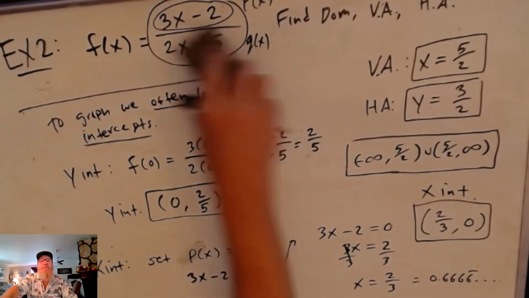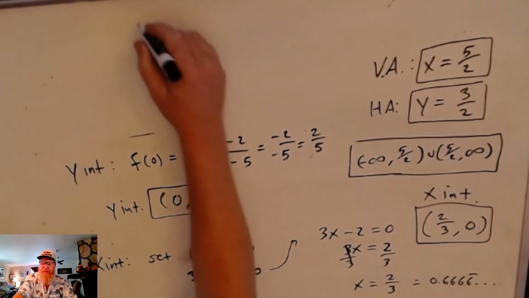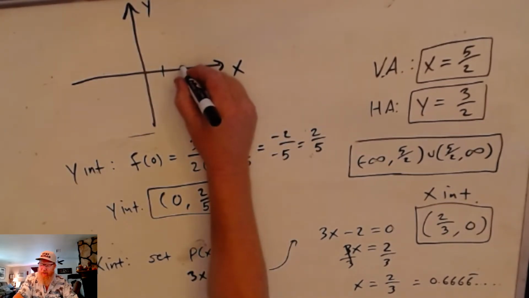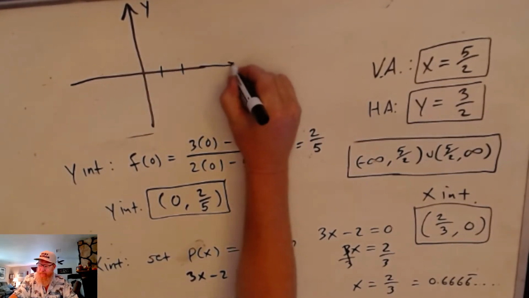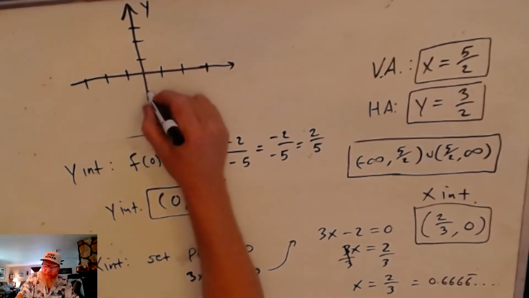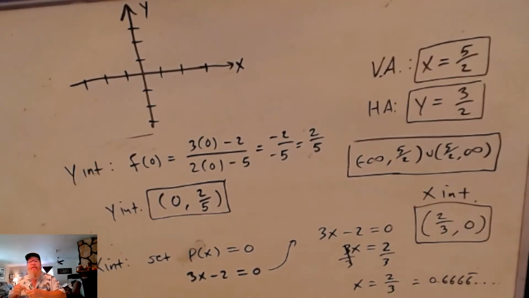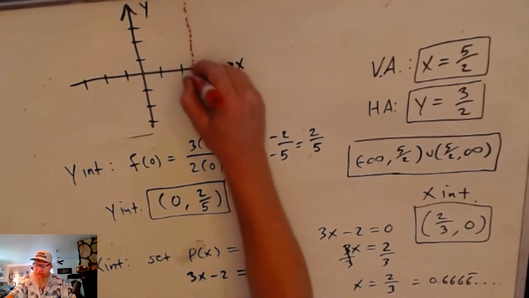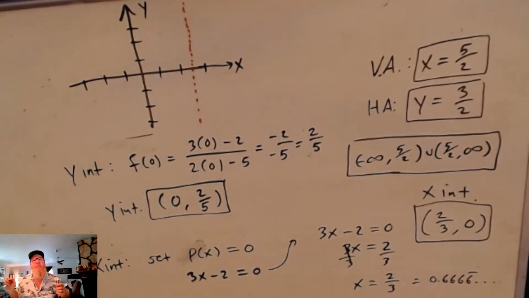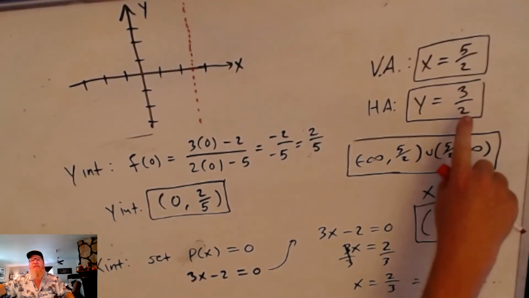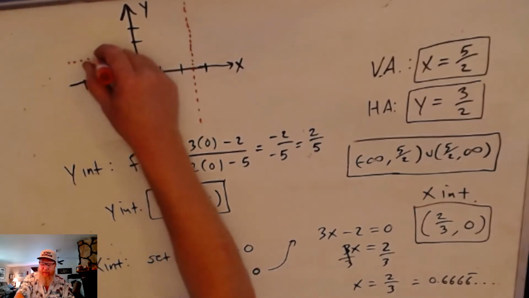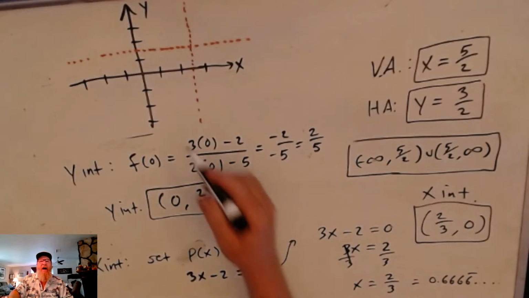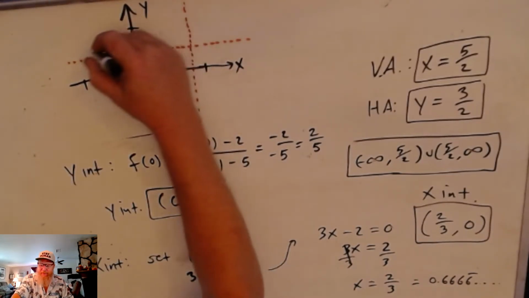Once you have all this information, it's much easier to draw the graph. And again, these are just quick graphs. I'm not really using a lot of detail here. I'll exaggerate my scale a little bit. My vertical asymptote is at 2.5, assuming each tick mark is 1 unit. My horizontal asymptote is 1.5. My y-intercept is at 2.5, so that gives me this shape here.